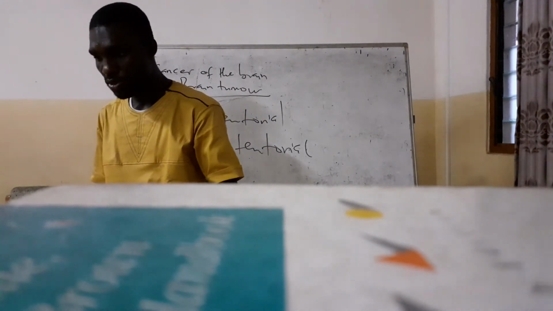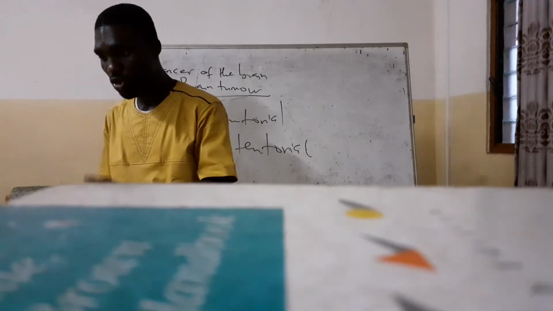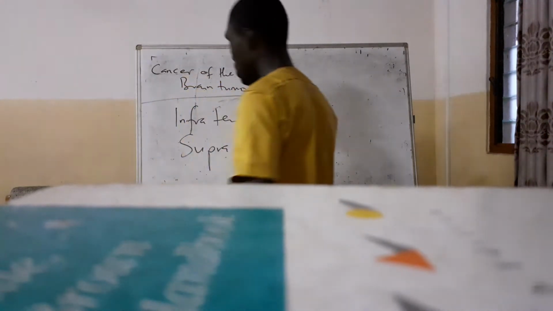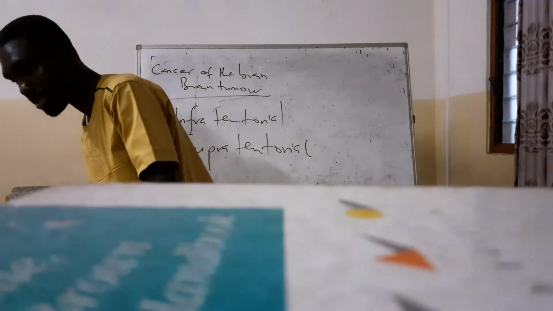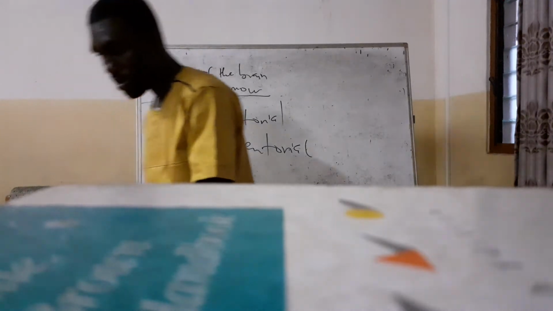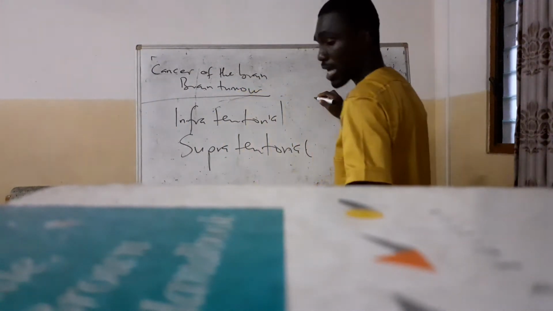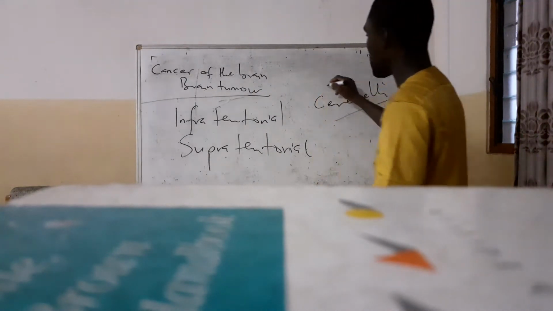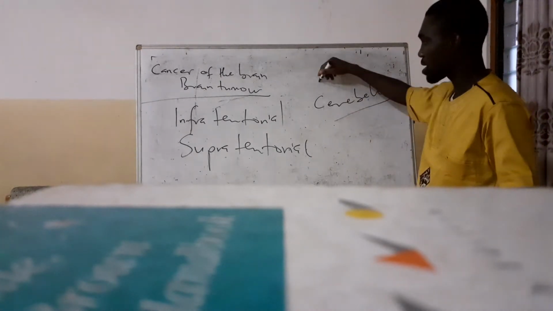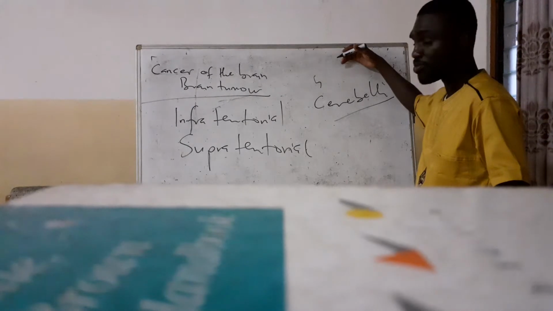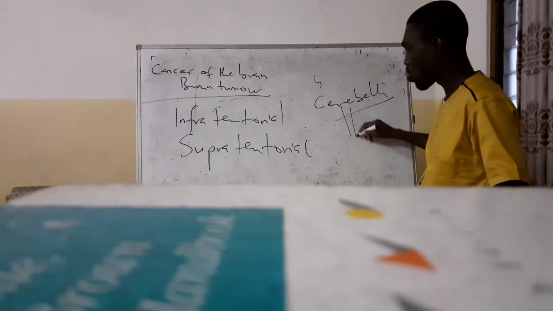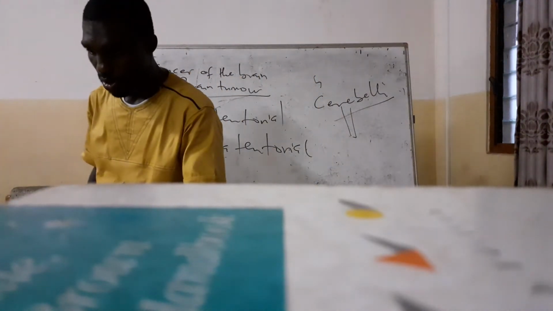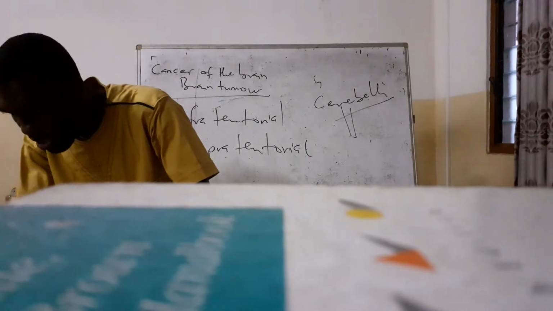So the infratentorial occurs below the tentorium of the cerebellum. I ask you to read on the anatomy and physiology of the central nervous system. If the cancer occurs above the cerebellum, it's termed as the supratentorial brain tumor, and if it occurs below it, it's termed as the infratentorial brain tumor.